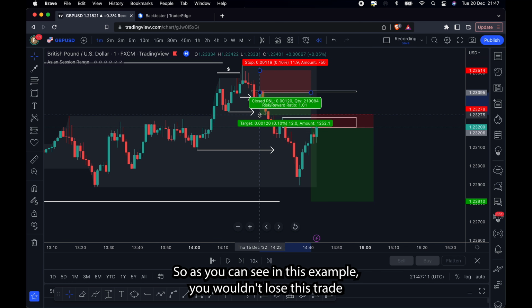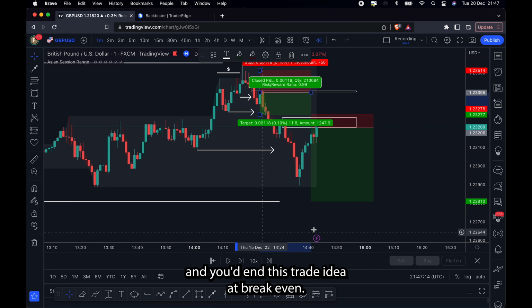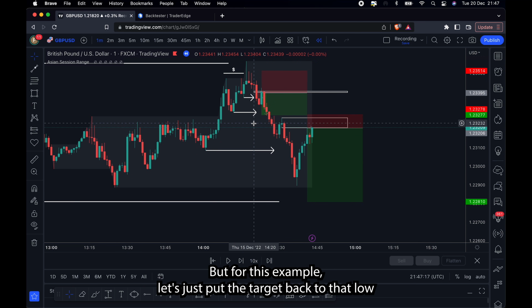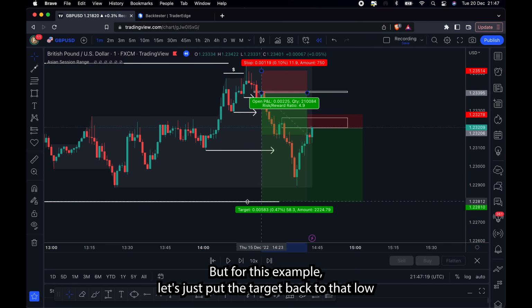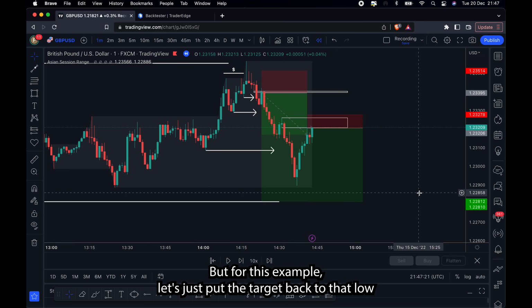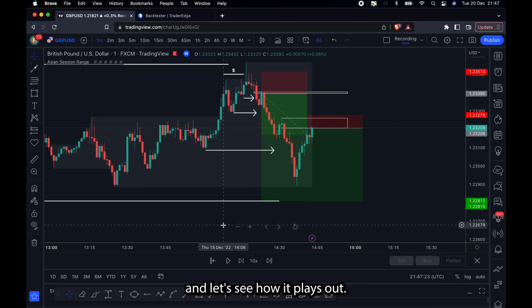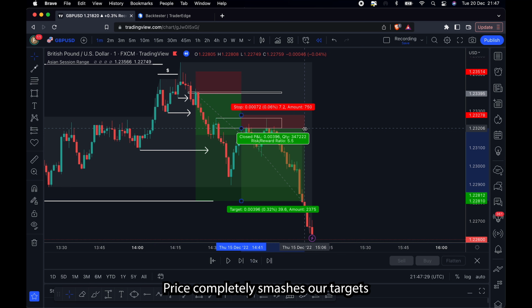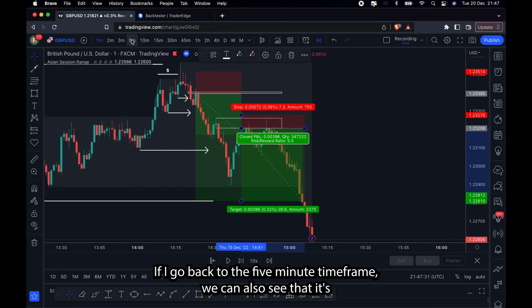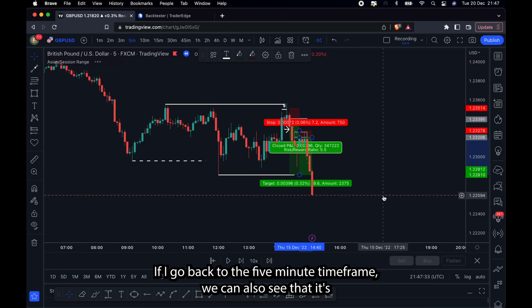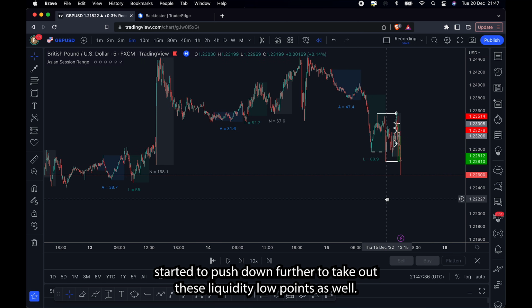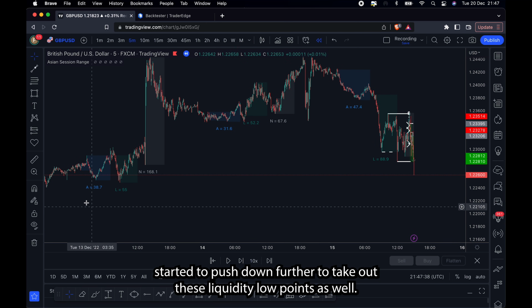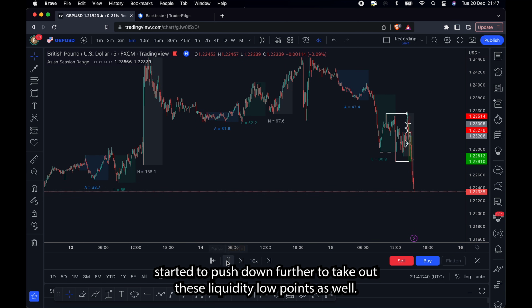So as you can see in this example, you wouldn't lose this trade and you'd end this trade idea at break even. But for this example, let's just put the target back to that low and let's see how it plays out. Price completely smashes our targets. If I go back to the 5-minute time frame, we can also see that it's started to push down further to take out these liquidity low points as well.